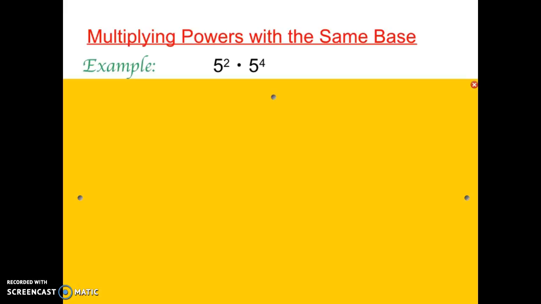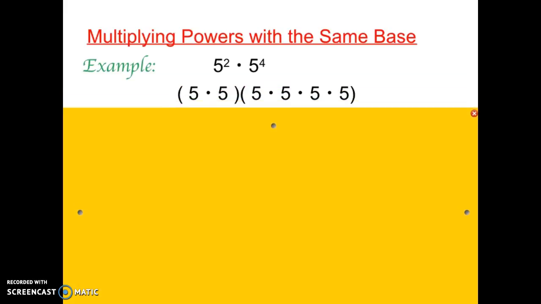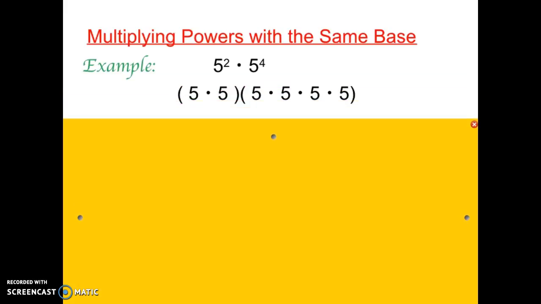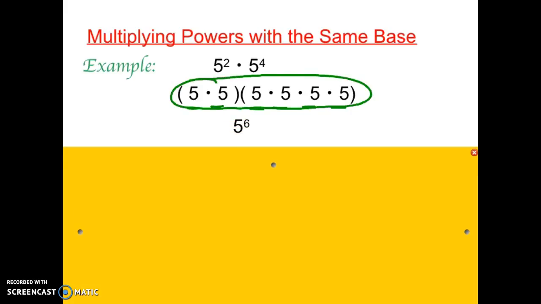Next, we're going to look at what happens when we multiply powers with the same base. For this example, we're going to start off with 5 squared times 5 to the 4th. If we expand that out, 5 squared is 5 times 5. The 5 to the 4th is 5 times 5 times 5 times 5. Notice everything here is being multiplied together. So all of the 5's are getting multiplied together. If we count them all up, there is a total of 6 of them. So we can write out the answer as 5 with 6 for an exponent.